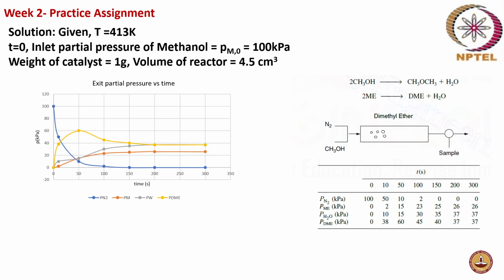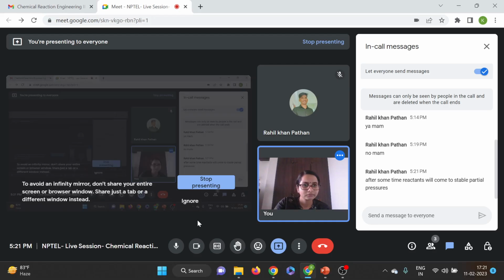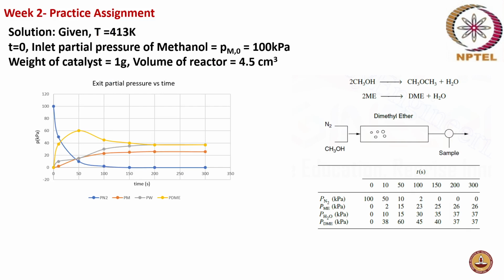So your blue curve represents nitrogen partial pressure, your orange represents methanol partial pressure, your gray represents water partial pressure, and finally the yellow color represents the dimethyl ether partial pressure. So what could you observe? What is the trend you could observe for each of these? After some time, reactants will come to a stable partial pressure. That is what you're saying. Can you tell me for each case? And why does it happen in each case?